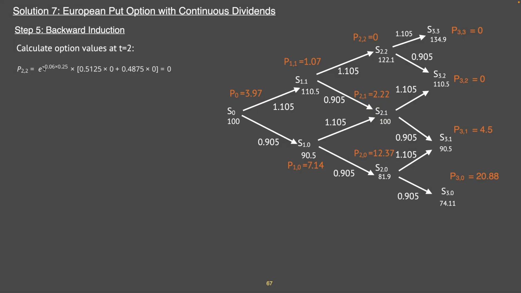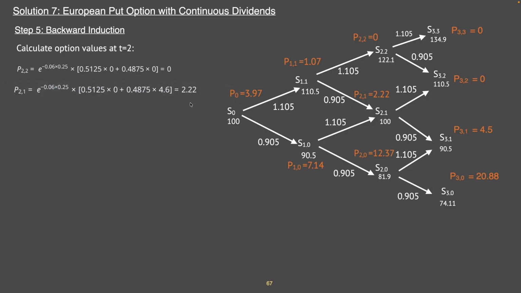P22 is equal to e to the power of minus 0.06 into 0.25. 0.06 is the risk-free interest rate and 0.25 is small h, which is 0.75 divided by 3, since we have taken a 3-step binomial tree. We know the risk-neutral probability is 0.5125. So 0.5125 into this option value 0, plus 1 minus p, that is 1 minus 0.5125, which is 0.4875, into 0. So the option value here also is 0 because the stock price of 122.1 is greater than the strike price of 95.